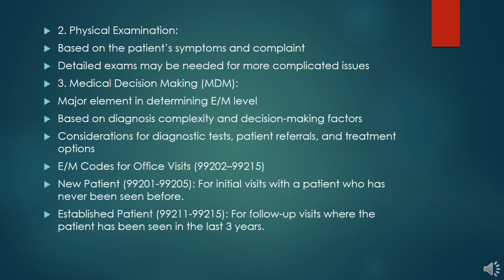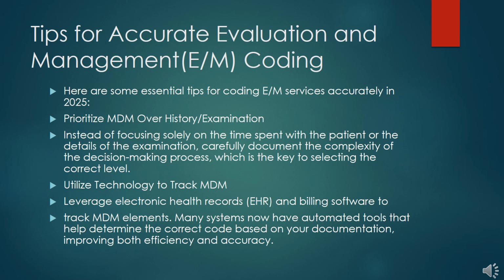EM codes for office visits. New patient: 99202 through 99205 for initial visits with a patient who has never been seen before. Established patient: 99211 through 99215 for follow up visits where the patient has been seen in the last 3 years.